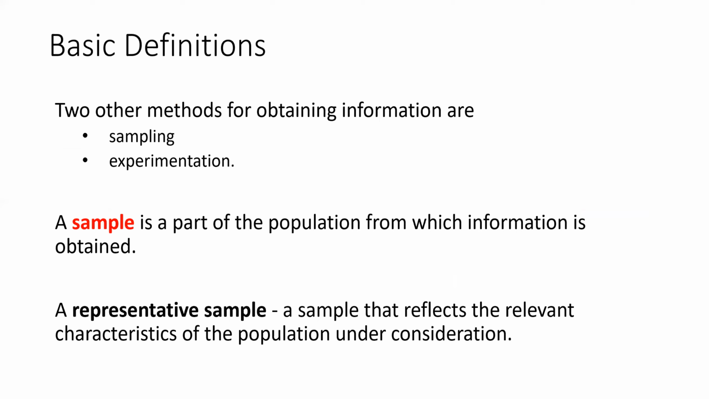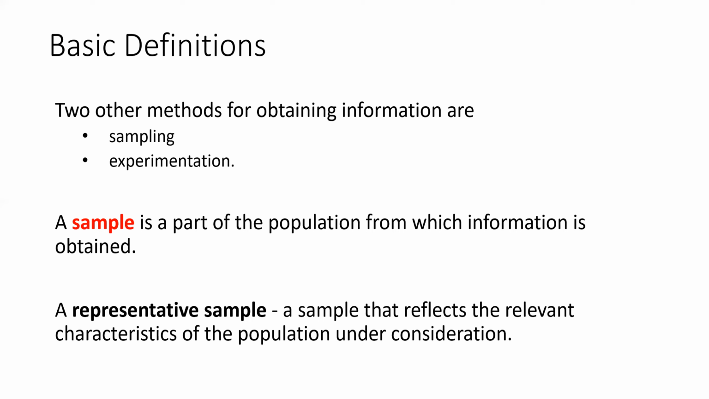And that is why another method was developed. Basically, another method is taking a smaller group and then investigating or collecting information from that smaller group that will tell us about the entire population. So basically a sample is a part of the population from which information is obtained.